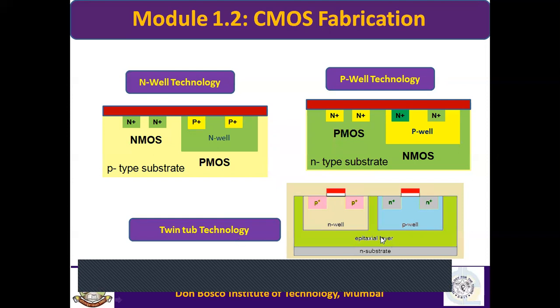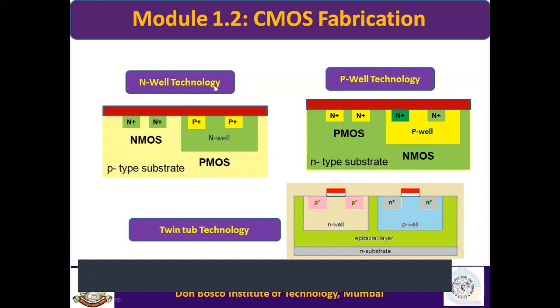In twin tub technology, we create 2 separate substrates, 2 wells. One we create as an N-well, as shown here. In the N-well, we fabricate the PMOS transistor. We create another, a P-well, in which we fabricate the NMOS transistor. That's why it is called twin tub technology. I mean, there are two wells. In the N-well, we fabricate PMOS, and in the P-well, we fabricate NMOS. So we will understand our CMOS fabrication with respect to N-well technology.